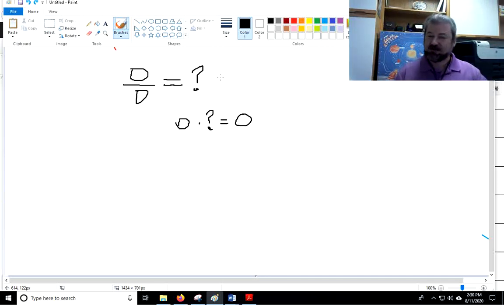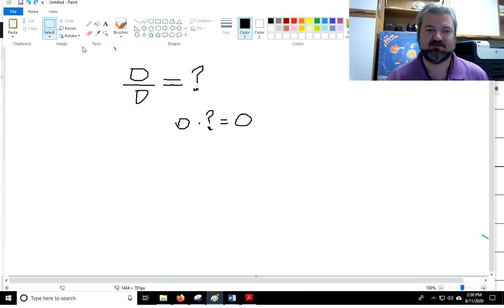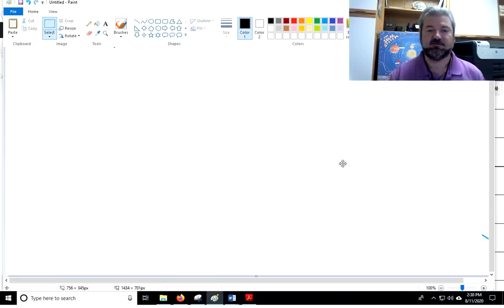So dividing by 0 is not allowed. Dividing 0 by 0 is not allowed for a really weird reason though, right? So we call that the indeterminate form. Much more on that later in math class. Okay, enough diversion. Let's go back.